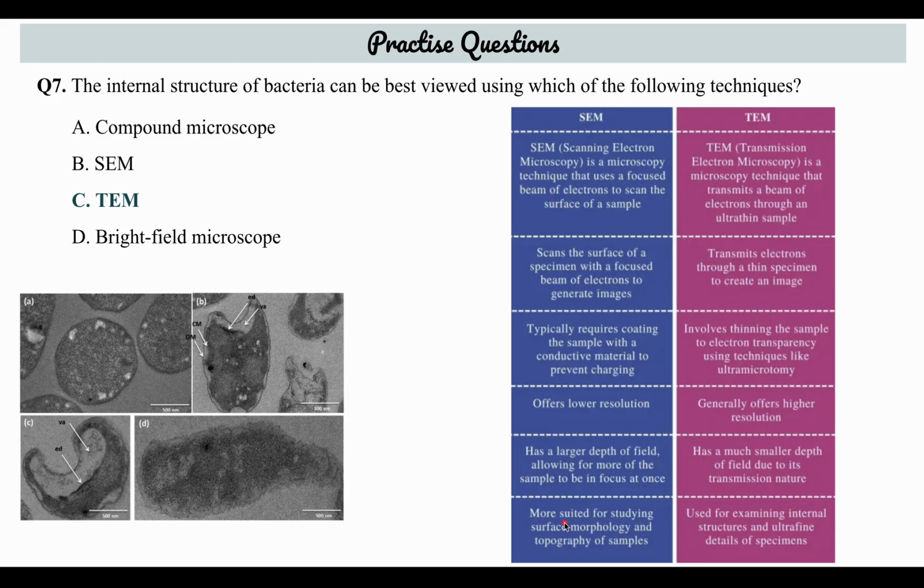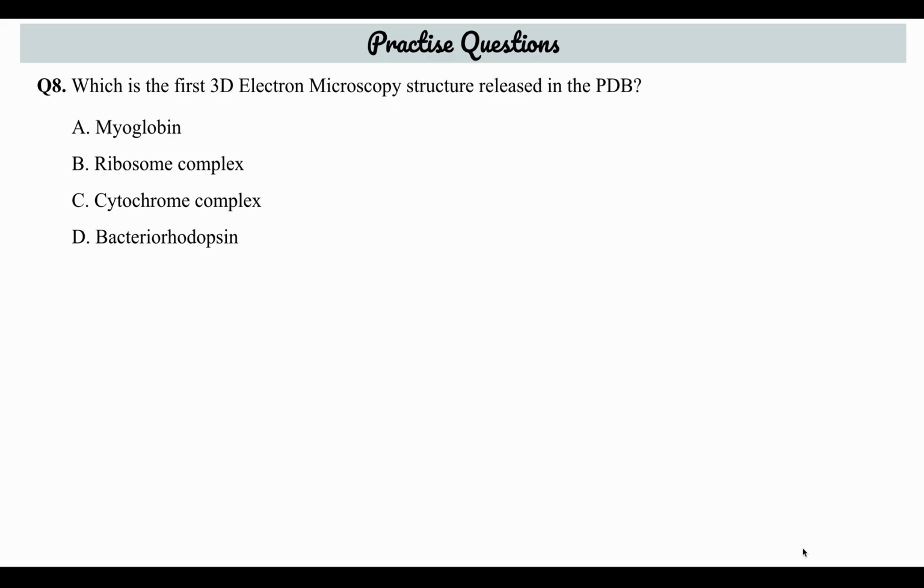If we talk about SEM, then it is more suited for studying the surface morphology and topography of samples. So if our aim is just to look at the surface, how the surface of different bacteria and viruses appears, then we can go for SEM. And TEM is used for examining the internal structures and ultra fine details of specimens. So depending on our need, we can select which technique we want to use. Now let's move to our next question, which is question number 8.